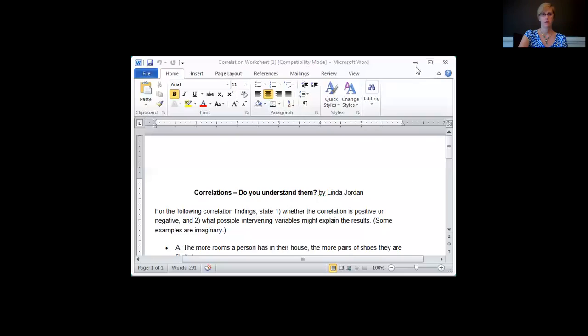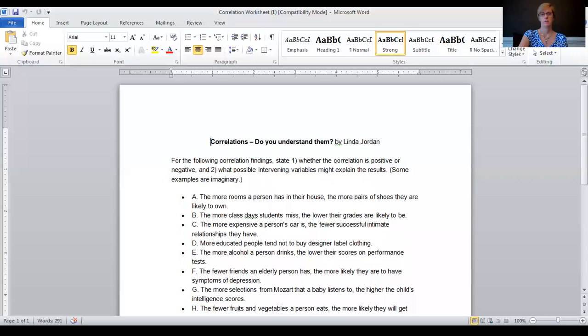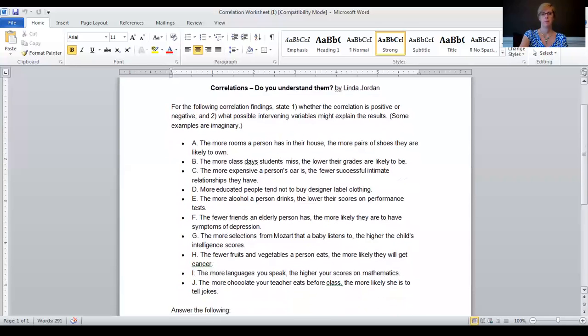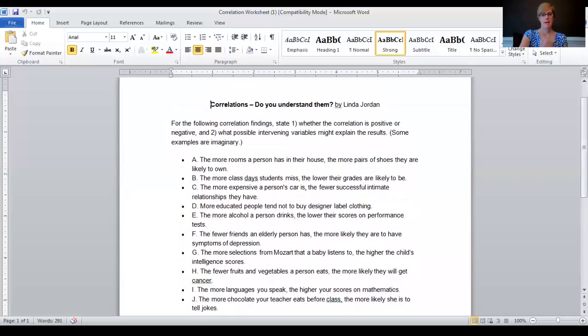But let's start by, there is a worksheet on Blackboard with correlations. Here it is, and it's got some examples up here that we're going to be looking at. Let me start first, though, with a couple of slides.